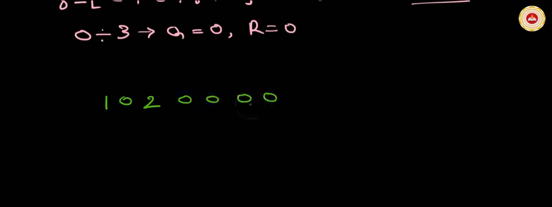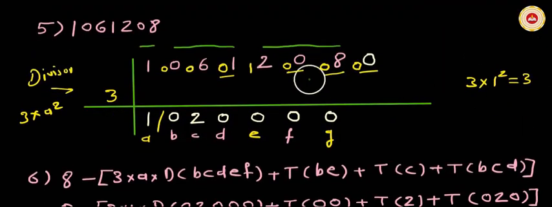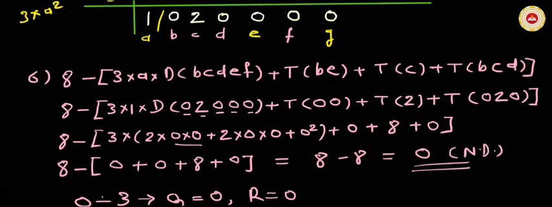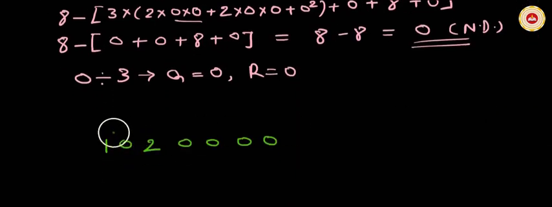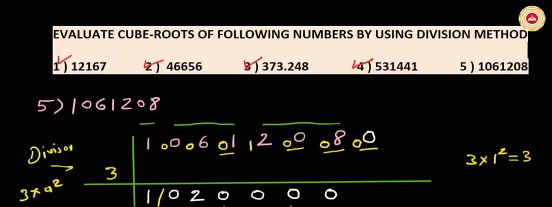Okay, now how to give the decimal point? Count the number of groups: 1, 2, 3. So count the number of digits from the left side: 1, 2, 3, and give the decimal point. It means our answer is 102. Okay, so let us write the answer here.